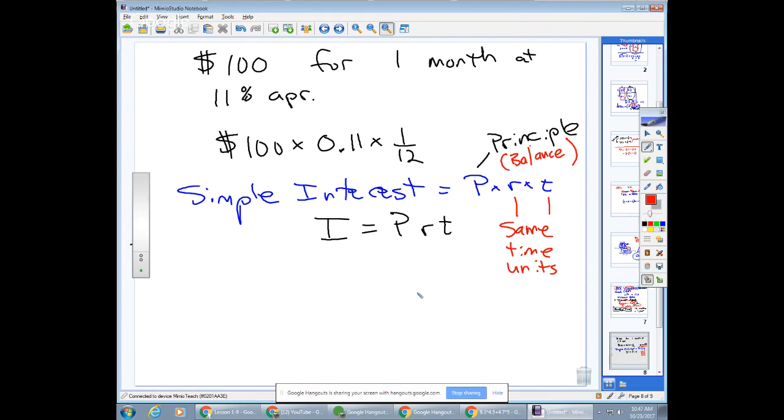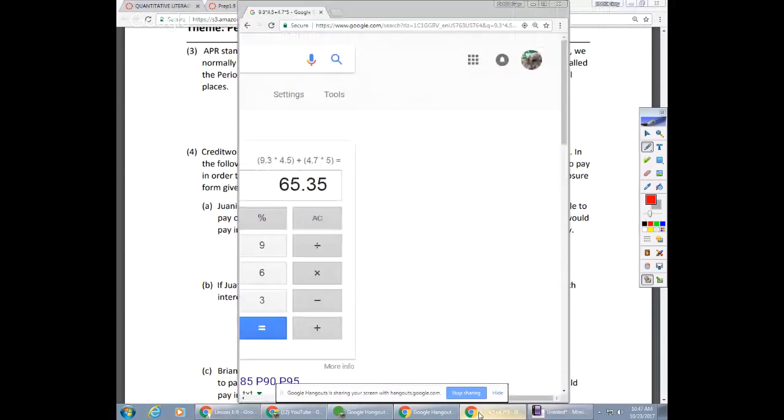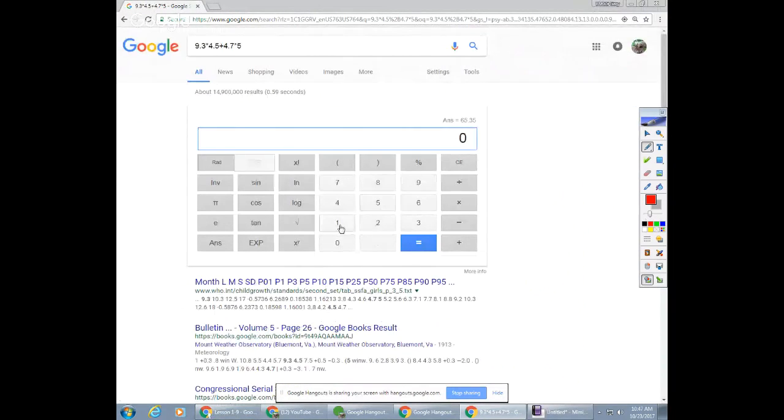So for us right here, after a month on that $100, we don't owe $11, we owe 1/12 of that $11. And that's when things get messy. There's my calculator, there we go. So clear this, so take 100, multiply by 0.11, and then divide by 12. So I come out with 91.666666 cents.